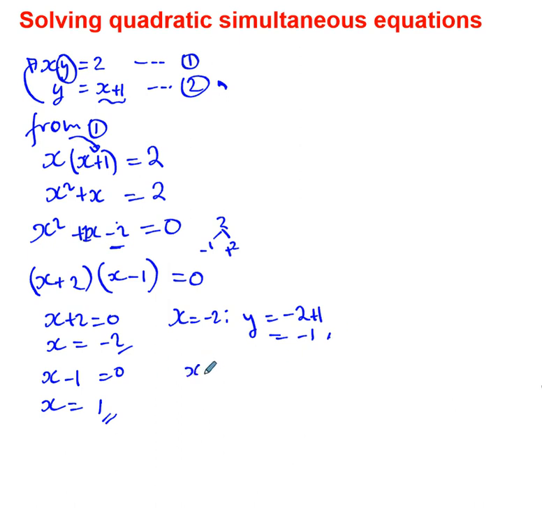When x is equal to 1, what do I get? Y equals 1 plus 1, which is equal to 2. So my solution then: when x is equal to minus 2, y is equal to minus 1. When x is equal to 1, y is equal to 2.